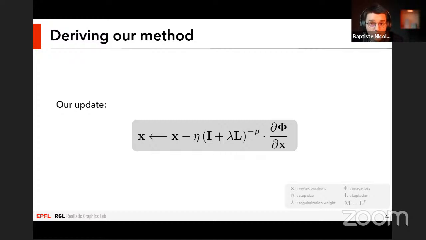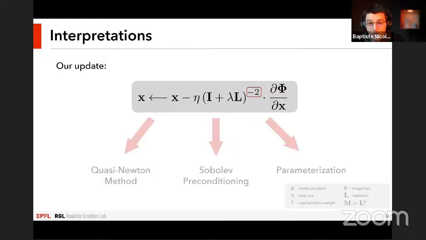Note that it is similar to the solution of heat diffusion on a surface, where in this case, the heat source is the original gradient. Note also that the approximated inverse of the Hessian is raised to a power p, which can be interpreted as taking p diffusion steps. Now, in practice, we use a value of 2 as it produces better results and enables a nice interpretation. There are actually several ways to interpret our method.